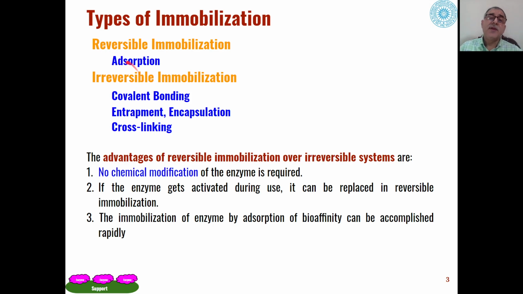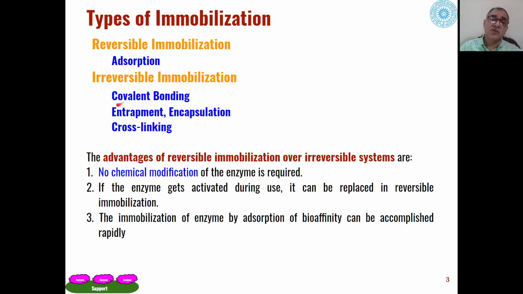Now, the example of reversible immobilization is adsorption. So, when the enzyme is adsorbed on a solid surface physically, then by the desorption process it can be recovered back also. So that is why adsorption is an example of reversible immobilization.